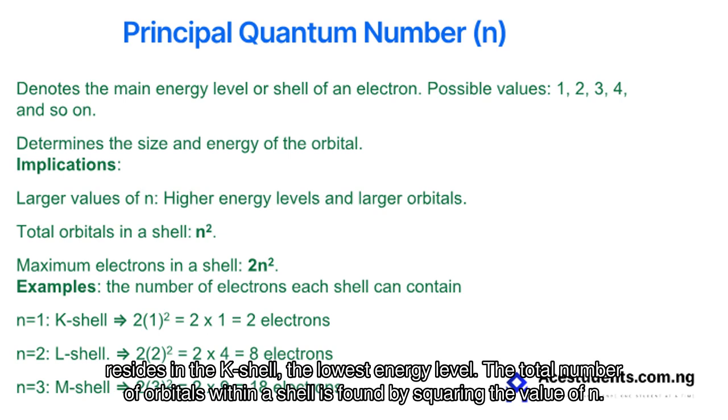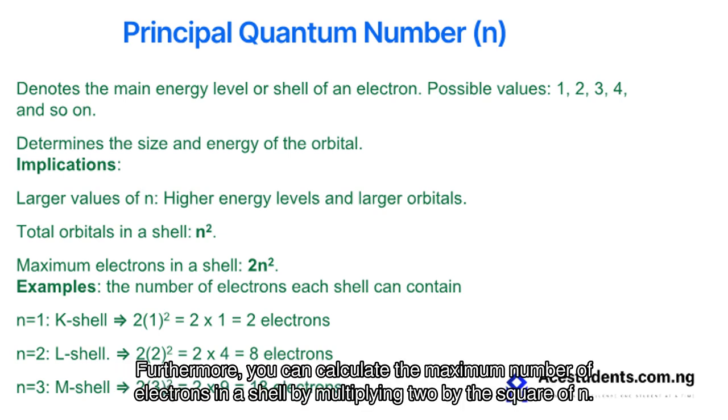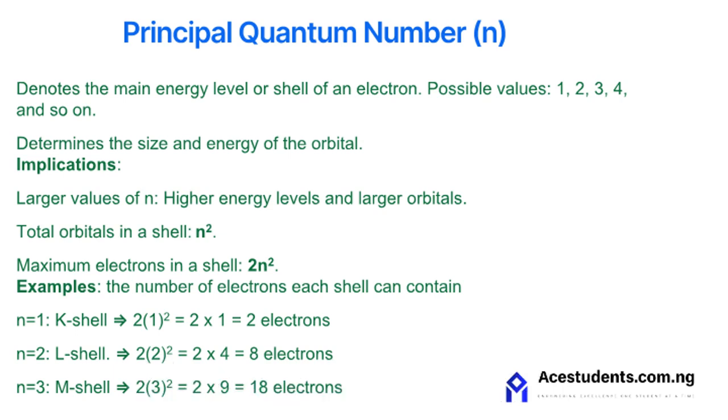The total number of orbitals within a shell is found by squaring the value of n. Furthermore, you can calculate the maximum number of electrons in a shell by multiplying 2 by the square of n. Examples, using the formula 2n squared: the K-shell can contain 2 electrons. The L-shell contains 8 electrons. The M-shell contains 18 electrons.